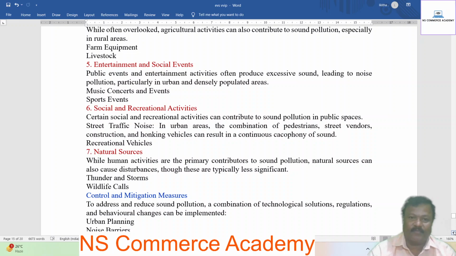Street traffic noise in urban areas: the combination of pedestrians, street vendors, construction, and honking vehicles results in a continuous cacophony of sound. Recreational vehicles. Next, natural sources. While human activities are the primary contributors to sound pollution, natural sources can also cause disturbances, though these are typically less significant. Thunder and storms, wildlife calls.